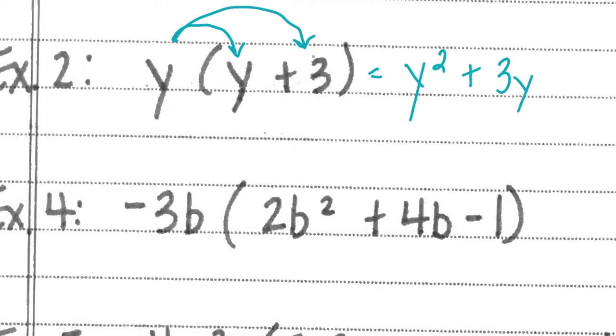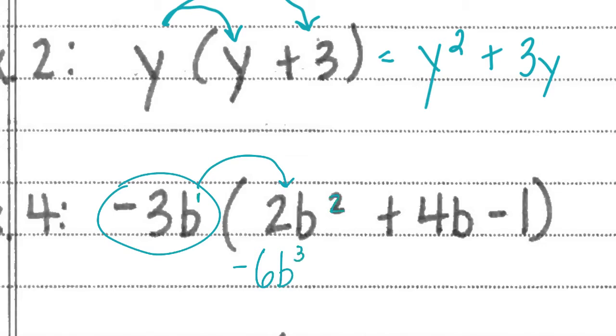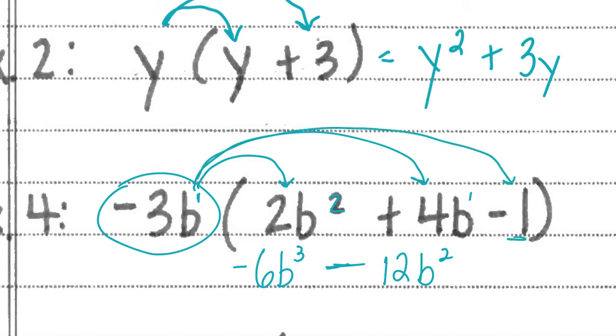And this one, example 4, looks really busy, but it's not much harder than the one we just did. Negative 3b times 2b squared is negative 6b to the third. I have 1b and 2 b's. Plus negative 3b times 4b is negative 12b squared. Now, did I need that plus a negative? No, we could just go ahead and write that as a minus sign, right? So we could look at the beginning, oh, that's going to be a negative 12b squared. And then don't forget about this 1 here. Negative 3b times negative 1 is positive 3b.